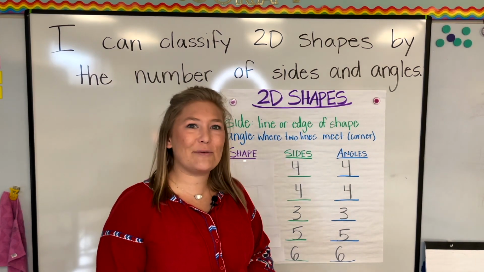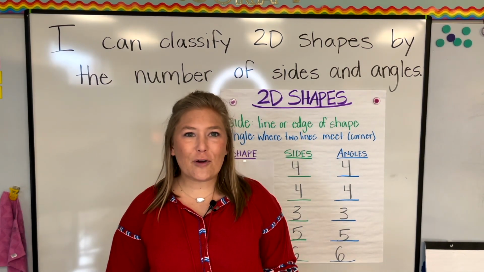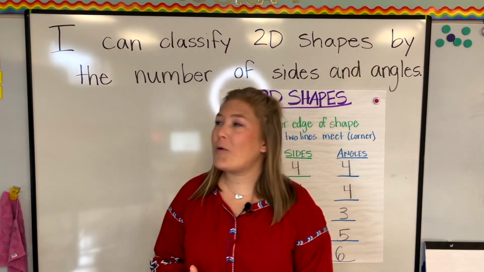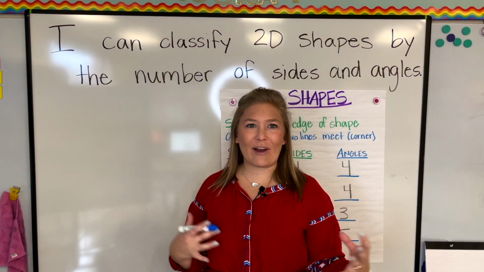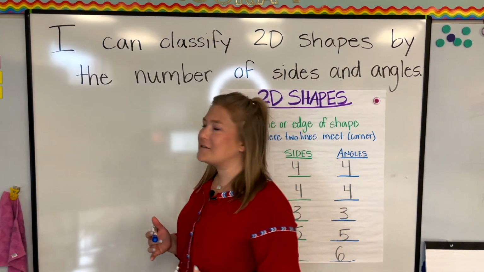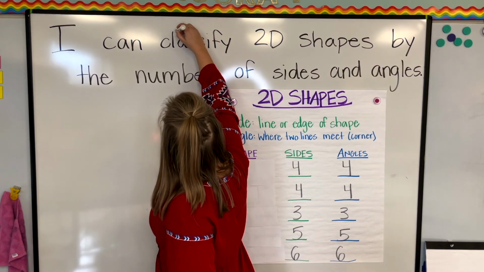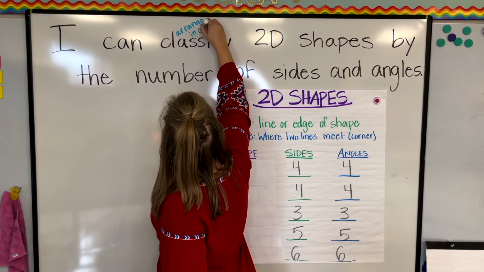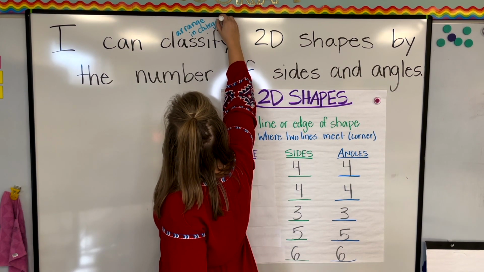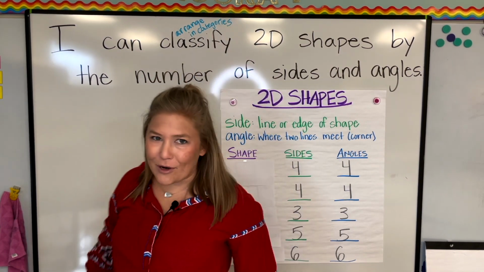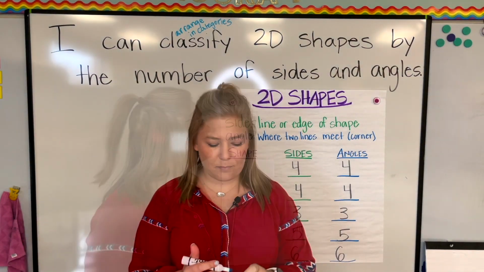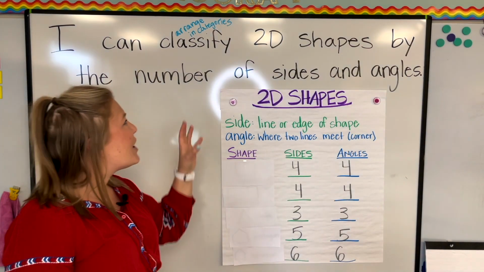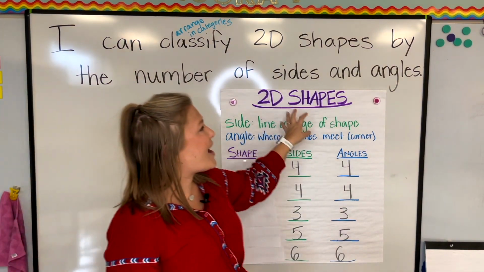What are we exactly going to be doing today? First, we hear that word classify. What exactly does that word classify mean? Well, when we're classifying something, we're really just arranging it or putting it into different categories. So I'm adding arrange into categories. And another word for categories would just be groups. So I can classify, or arrange in categories or groups, 2D shapes by the number of sides and angles.